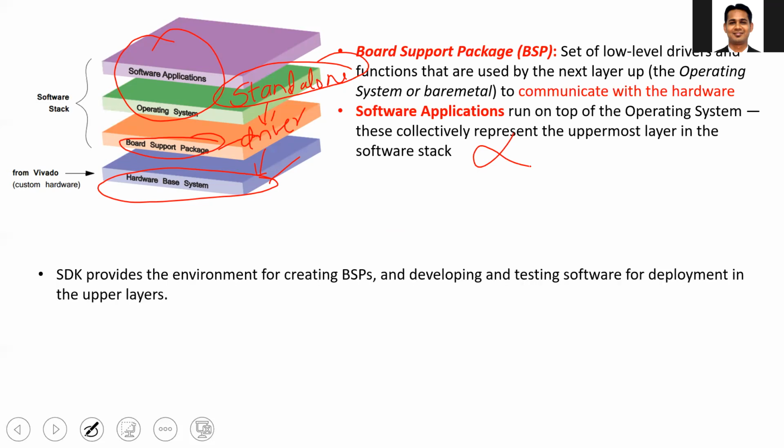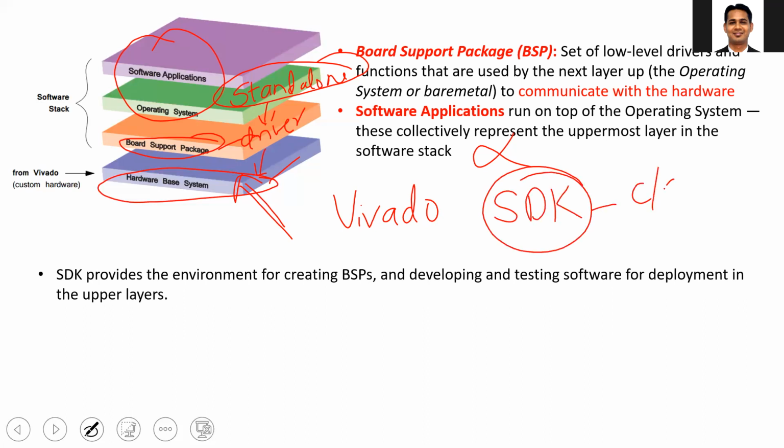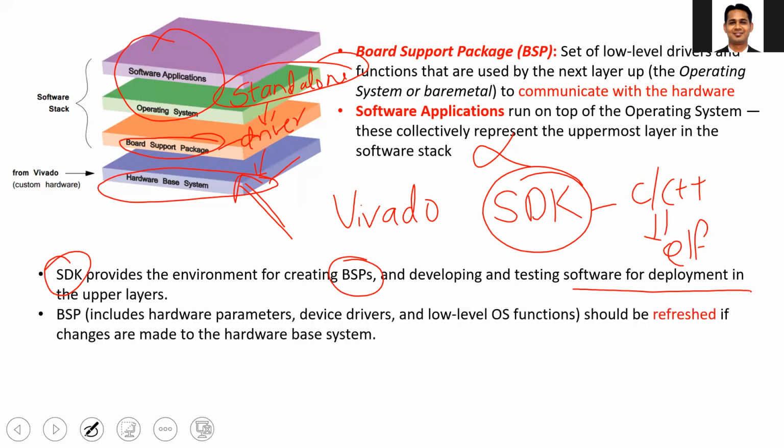To configure the Zynq SoC, you need Vivado to configure the hardware-based system, and you need the Software Development Kit, SDK, to program your processor using C++ code and then convert that code into an ELF. The SDK provides the environment for creating BSPs and developing and testing software for deployment in the upper layers. The BSP includes the drivers and low-level operating system functions, and it should be refreshed whenever changes are made to the hardware-based system.